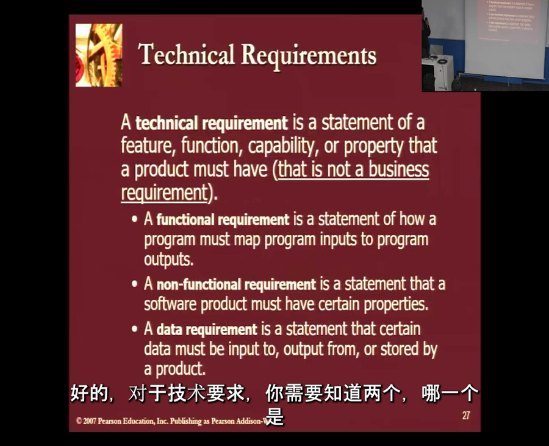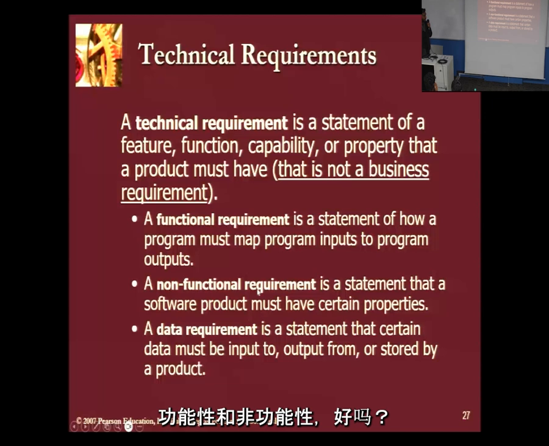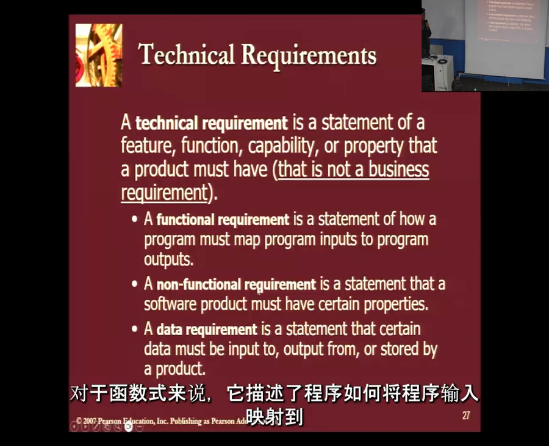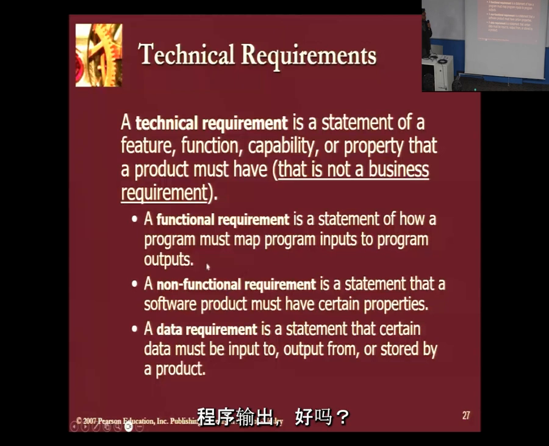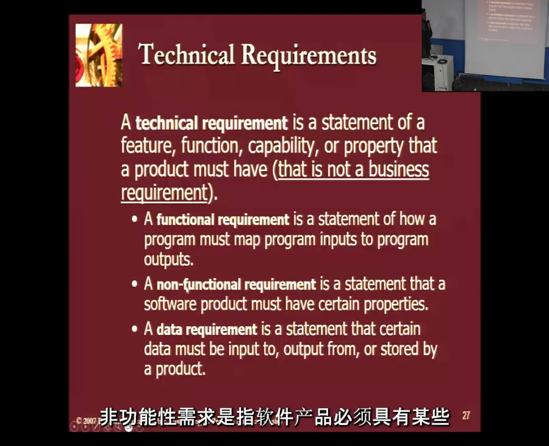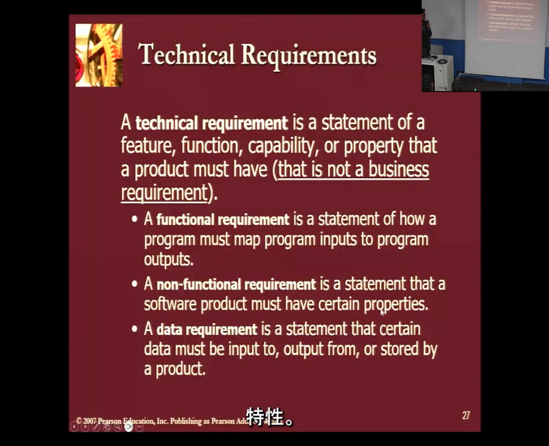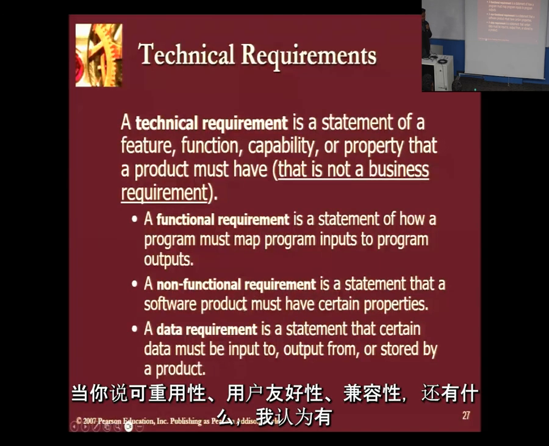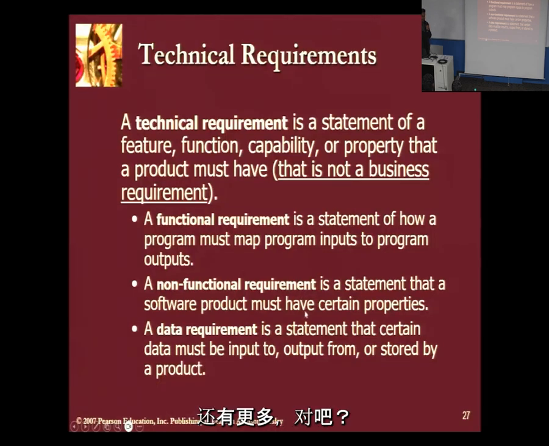Okay, for the technical requirements, there are 2 that you need to know, which are the functional and non-functional. For the functional, it's a statement of how a program must map program inputs to program outputs. A non-functional requirement is a statement that a software product must have certain properties. When you say reusability, user-friendliness, compatibility, what else, right? I think there are many more. Reliability, security, right? It all belongs to non-functional requirements.